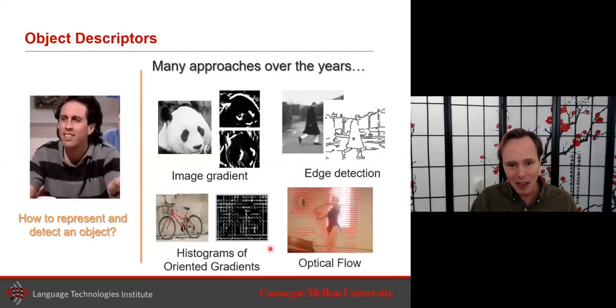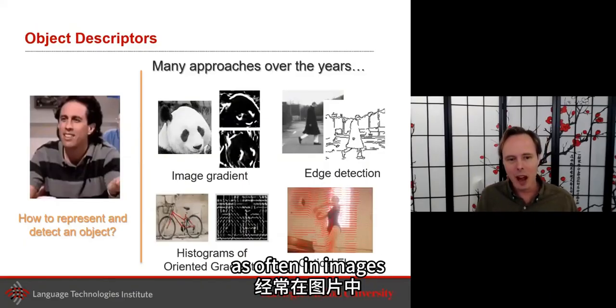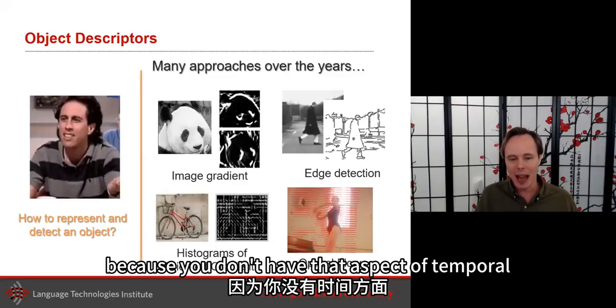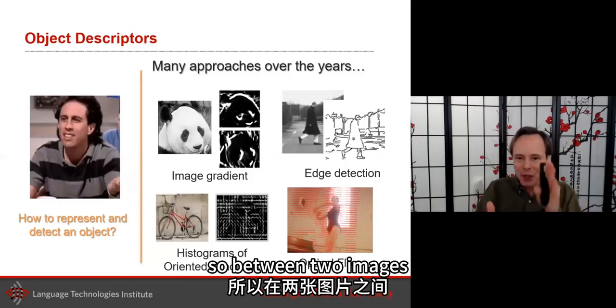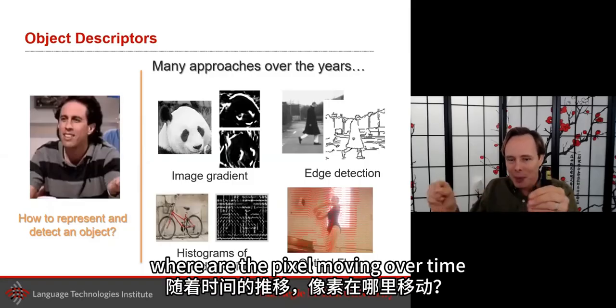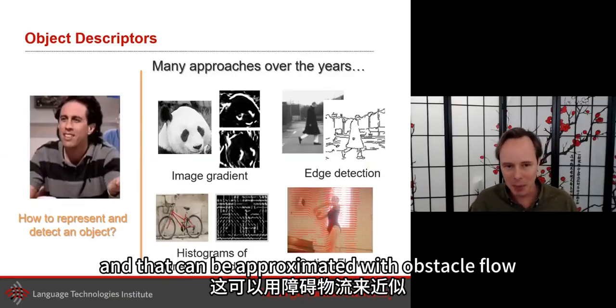And then I would also like to talk about something we don't see as often in images because you don't have that aspect of temporal, but in video, you also have the gradient over time. So between two images, where are the pixels moving over time? Where's the motion going over time? And that can be approximated with optical flow.